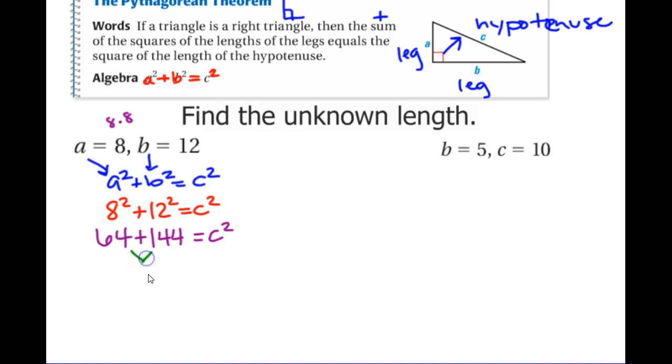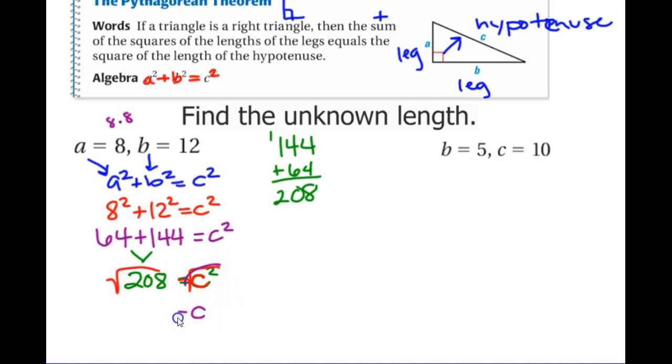So we can just add these up. If you're not quite sure, use a calculator or add vertically here. 4 plus 4 is 8. 6 plus 4 is 10. So we have 208 equal to c squared. And then last, we don't want c squared. We want to know what is just c. So we need to undo this square. The opposite of a square, the power of 2, is to take the square root. Whatever you do to one side, you have to do to the other. So those will cancel and leave us with just c.